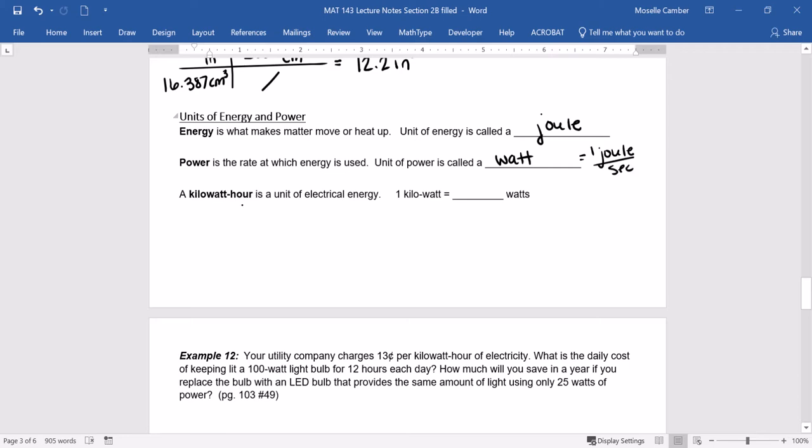So then a kilowatt hour is a unit of electrical energy. So remember, kilo, even though watt isn't like a typical metric thing, we still use the same units here. So a kilowatt is going to be 1,000 watts. Notice here we have a hyphen, so that means it is kilowatt times hour.